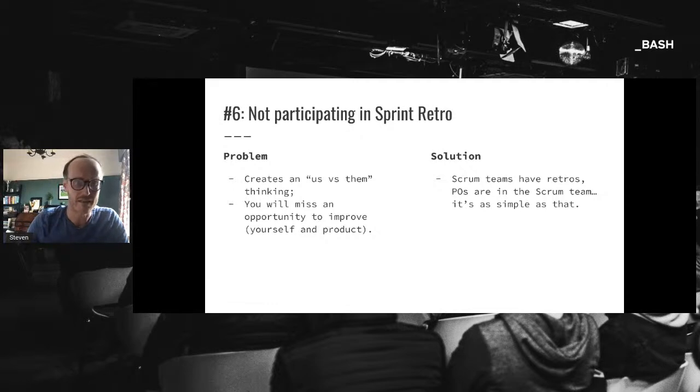Again, in my mind, it's the single most important ceremony. And if you want to improve quality, everyone in that team needs to be there. The solution, I'm again being somewhat flippant, but it's very simple. Scrum teams have retros. A product owner is in the Scrum team. It really is as simple as that.